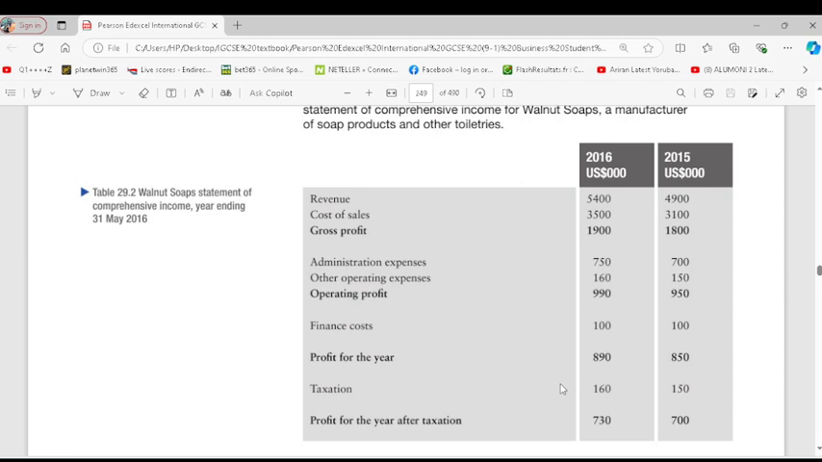At the end of it, you have your profit for the year. Your profit for the year is your gross profit minus operating profit minus your finance cost. Or you say profit for the year, which is the net profit, is gross profit minus expenses. Do you get it? As soon as you have your net profit, you have to pay taxes.